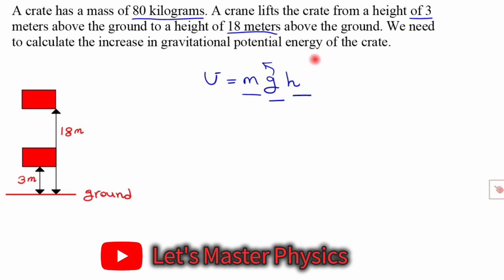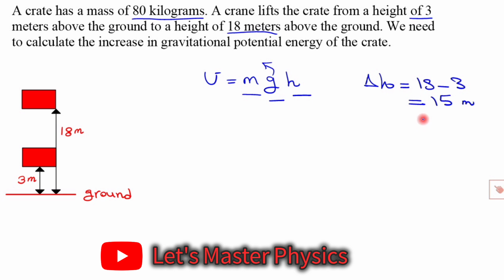Since we are asked to find the increase in gravitational potential energy, we first need to determine the change in height, delta h. This is simply the difference between the final height and the initial height. In this problem, 18 minus 3 equals 15 meters. So the crate is lifted by 15 meters.